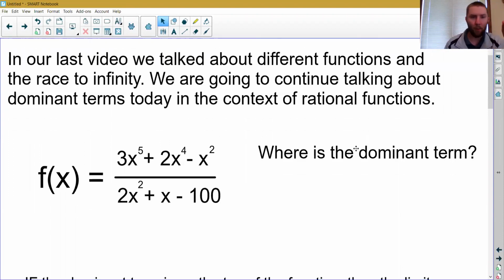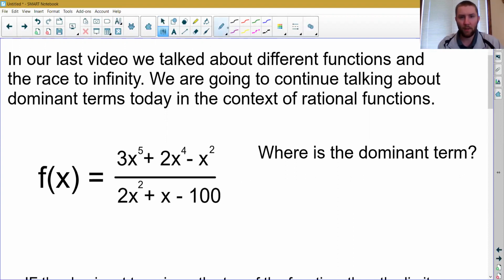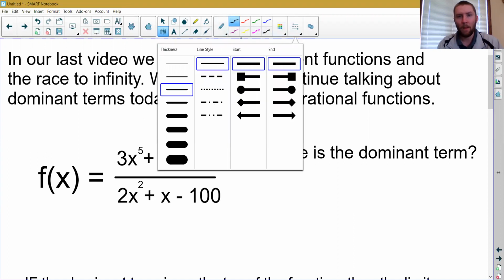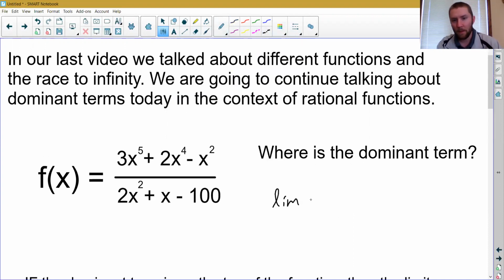In this first example, we have a polynomial on the top and on the bottom of the fraction. 3x to the fifth plus 2x to the fourth minus x squared is the top, the numerator of the fraction. 2x squared plus x minus 100 is the denominator. The only question we need to ask ourselves in order to find the limit as x approaches infinity, or as x approaches negative infinity, we will talk about both, the limit as x approaches infinity of this function.